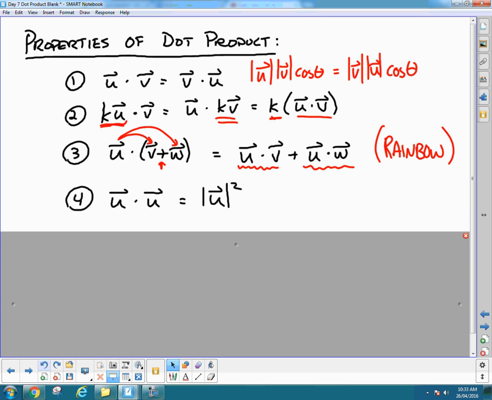Next one. It says u dot u is actually just equal to the magnitude of u squared.